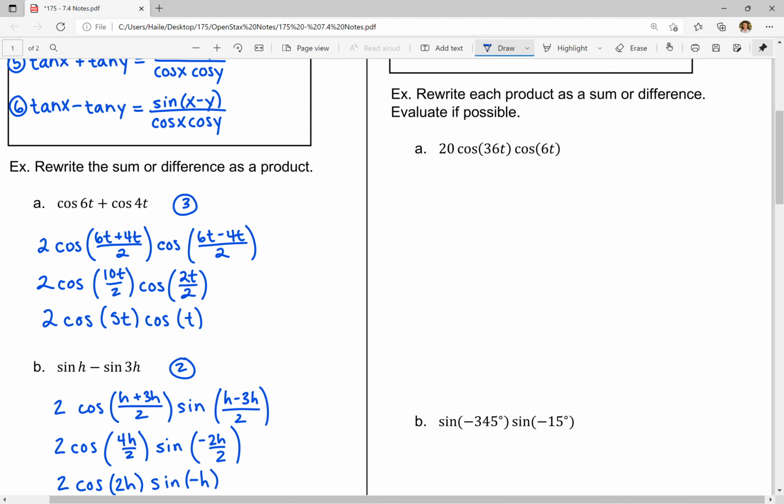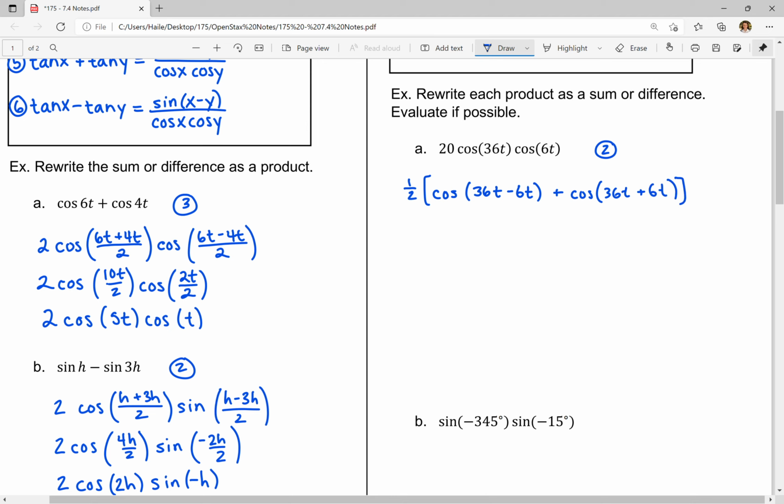So since I have cosine times cosine, I'm going to use formula 2 from the product to sum box. Formula 2 says that the product of two cosines is equal to 1/2 times the cosine of the difference of the angles, so we're going to have 36t minus 6t, plus the cosine of the sum of the angles.